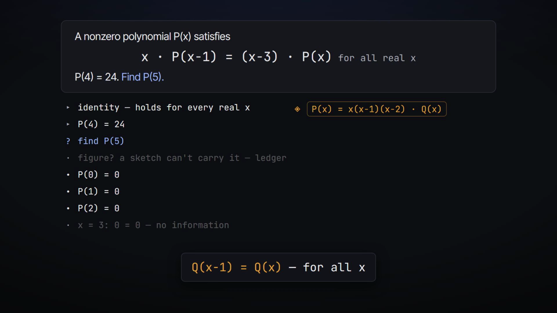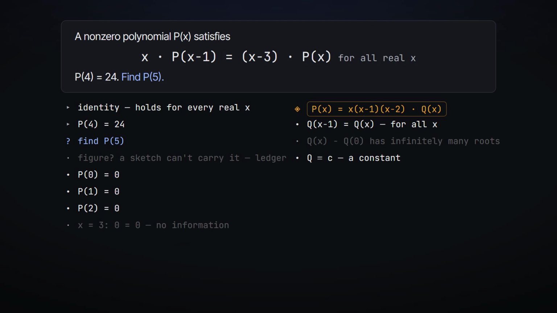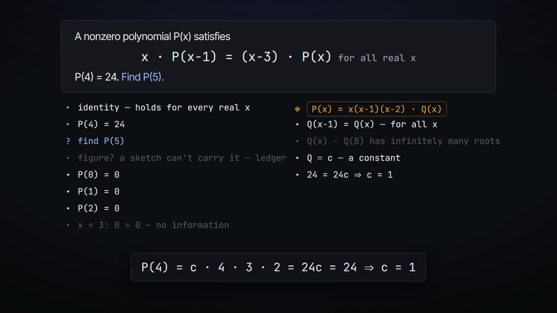A polynomial unchanged when x slides by 1. Then q is the same at every integer, and a non-constant polynomial can take one value only finitely often. So q is a constant. The rest is bookkeeping. P is a constant c times those 3 factors. Feed it the given value, and the constant has no choice. C is 1. Then p of 5 falls out, 60.